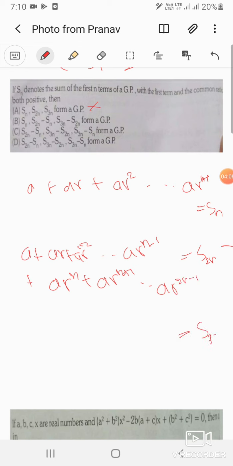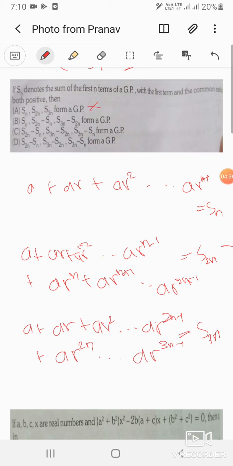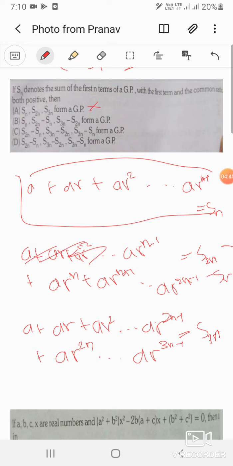And then similarly S3n is supposed to be a plus ar, and so on, plus ar to the 2n minus 1, plus ar to the 2n, keeps on going till you have ar to the 3n minus 1. Now from this it is very clear that if you take Sn, it's just this thing. Now S2n minus Sn, when you take all of these terms away, you just have this thing but multiplied by r to the n.